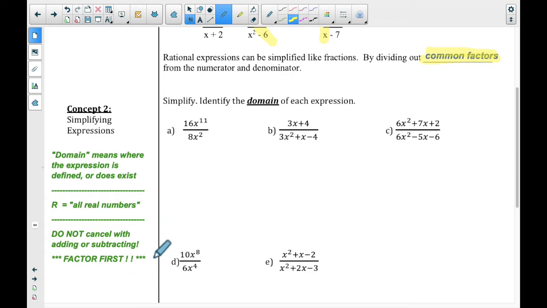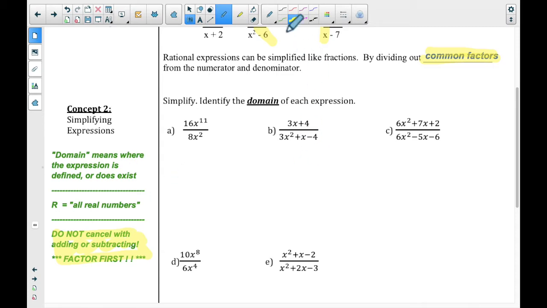So I have a couple of notes over here. Domain, all real numbers. We're going to talk about that after we go through the examples, but this is really, really important. Do not cancel with adding and subtracting. You have to factor first. That's the most important part of what we're going to learn this whole unit. That's really the most important thing. These two we will get to in a minute.